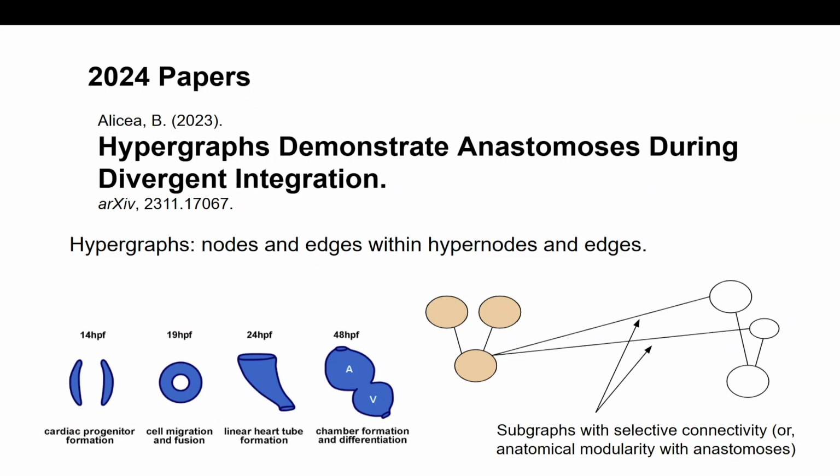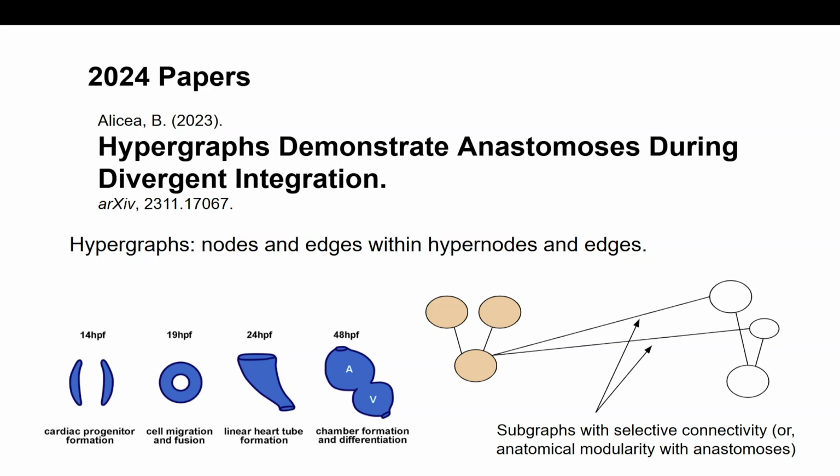The other paper we worked on in 2024 is on anatomical hypergraphs in development. It is called Hypergraphs Demonstrate Anastomoses During Divergent Integration. We would like to add to it, and I'll show you some of the work that might improve it. Basically, we define hypergraphs as nodes and edges that are contained within hypernodes and hyperedges. On the lower right you have these hypernodes, and inside each of them you have a bunch of cells or nodes that are connected through edges. Those edges can then be bundled into hyperedges, and they can show selective connectivity between structures.